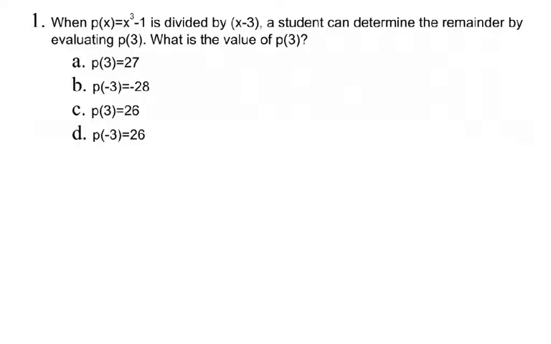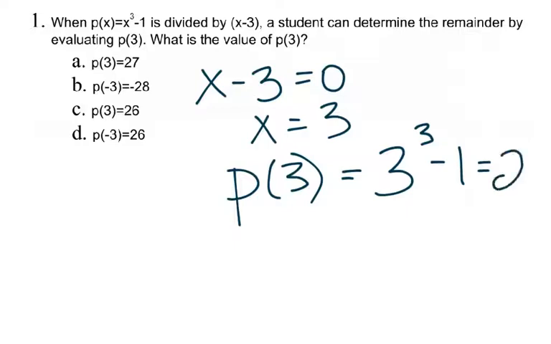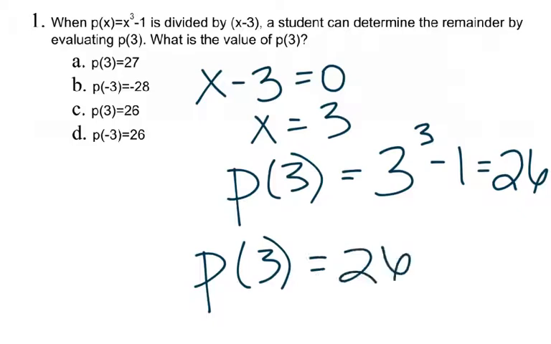Okay, so when evaluating p of x equals x cubed minus 1 divided by x minus 3, a student can determine the remainder by evaluating p of 3. So what it's saying is, normally if we were doing the remainder theorem, we would set this equal to 0 and x would equal 3. So we would plug in a 3 for all the x's and we would get the remainder. So when we plug in a 3 for our x, we get 26. So p of 3 equals 26. So C is the correct answer. It's just seeing if you can pick out the correct notation.